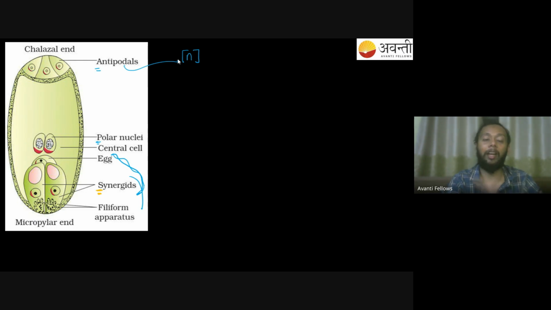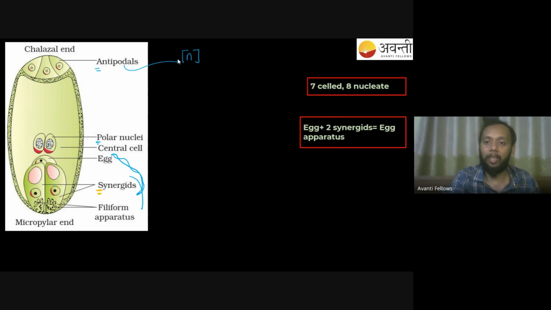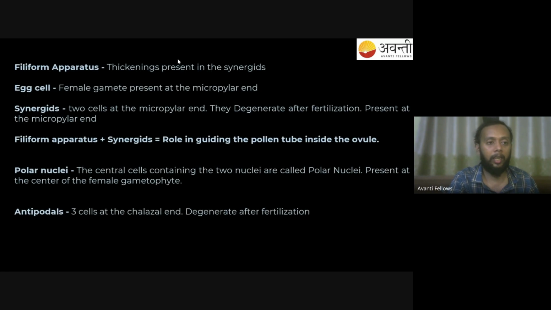Okay, so that is something you have seen. This is where you have actually understood my megasporogenesis. This is what you find happening in my megasporogenesis. Now we can only have a confirmation कि तुम्हें समझ आया by solving some questions. So this is my 7-celled 8-nucleated structure. Egg plus 2 synergid cells are called my egg apparatus, right? We have already done this.